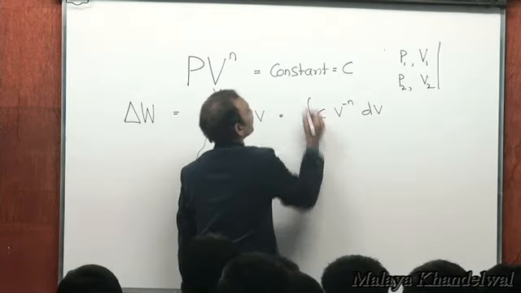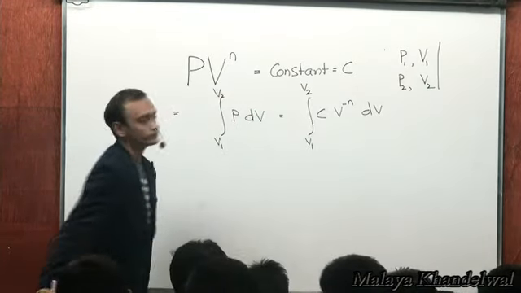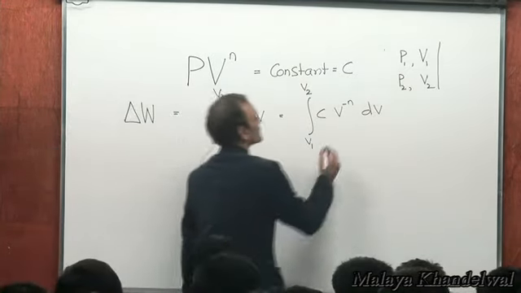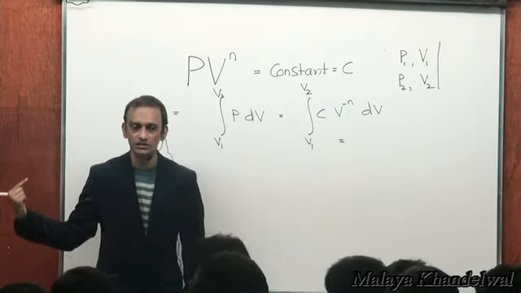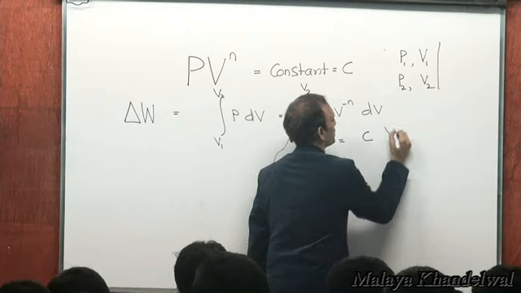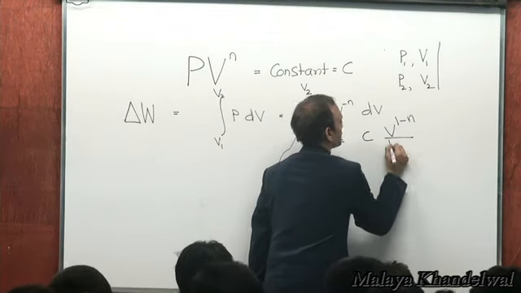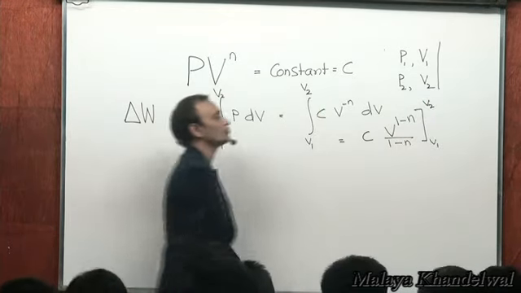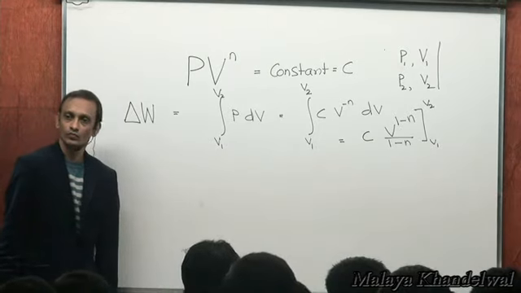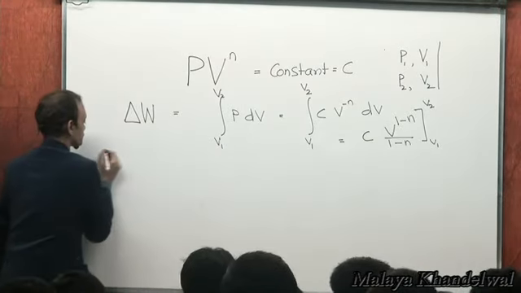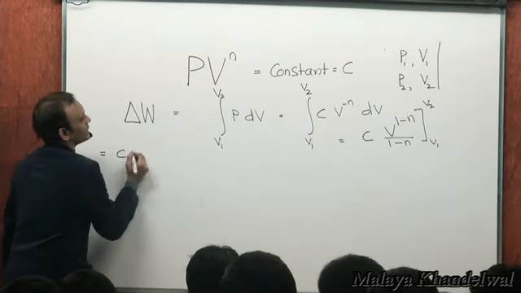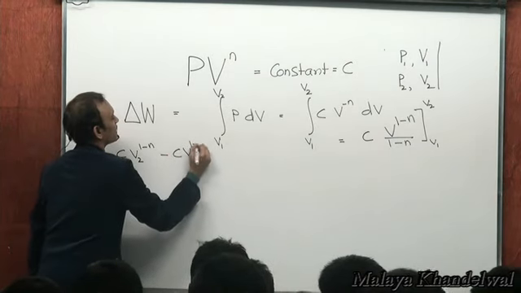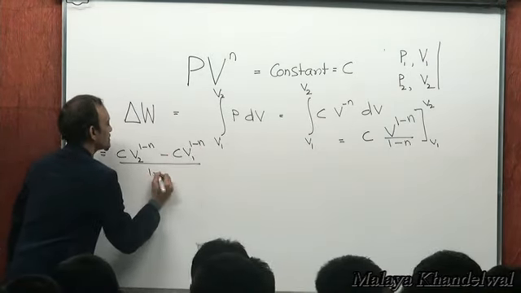V runs from V1 to V2. Right? Which then, this C can wriggle out of the integral sign, and it's going to give me V to power 1 minus n divided by 1 minus n, V runs from V1 to V2. Right? Now when I integrate this, it turns out to be C into V2 to power 1 minus n minus C into V1 to power 1 minus n divided by 1 minus n.